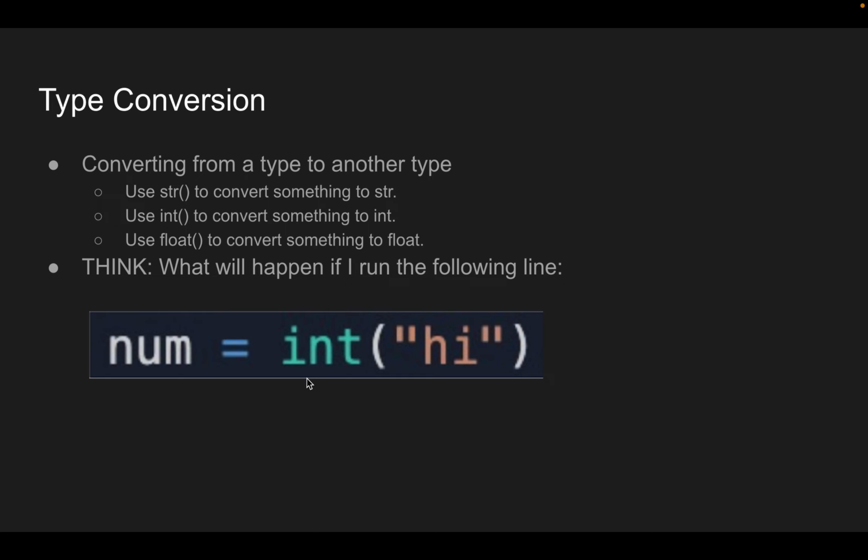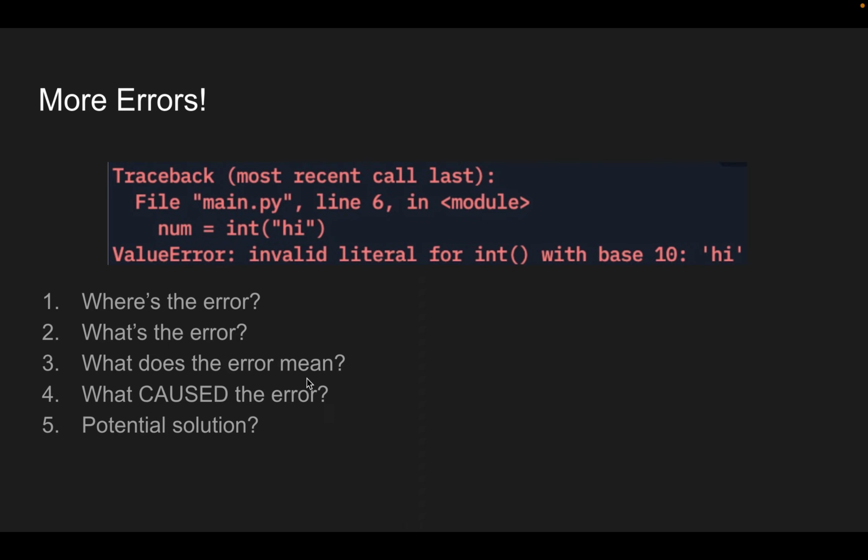So take a moment and think about what will happen if I run the following line. Now I'm not going to actually run it, and this is the error that we'll see. So I'm not going to go through all the 5 steps again. These are 5 steps that you should really think about when you encounter an error.